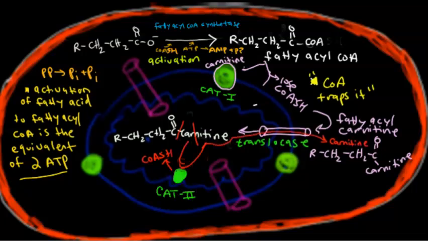Next, there is another enzyme, CAT2, carnitine acyl transferase 2, or carnitine palmitoyl transferase 2. This is also inhibited by malonyl-CoA. CAT2 will resupply the CoASH and cleave off the carnitine section, which will then be recycled. It will go through that same translocase on the inner mitochondrial membrane and be recycled into the cytoplasm. So now we actually get the fatty acyl-CoA in the cytoplasm.